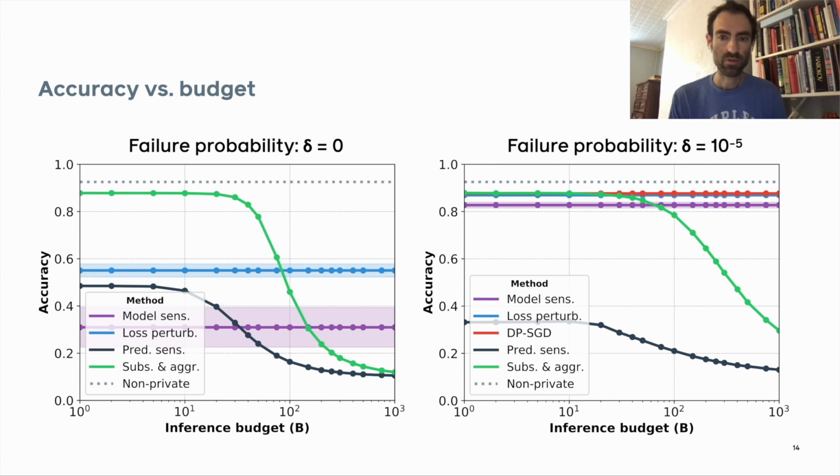What we see here for the private training methods is that they're pictured as flat lines, which is because they have essentially an inference budget that is infinite.